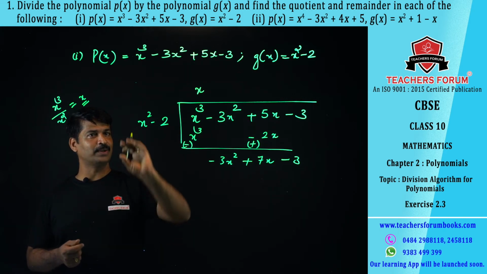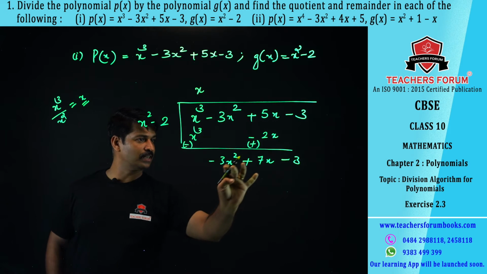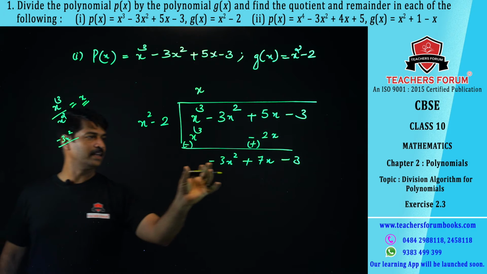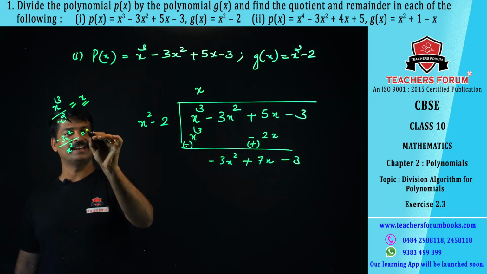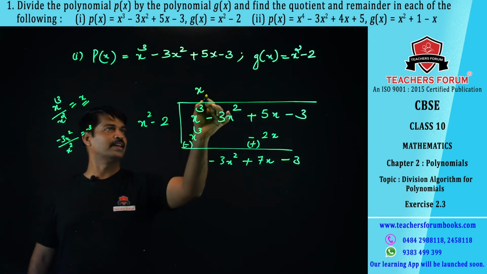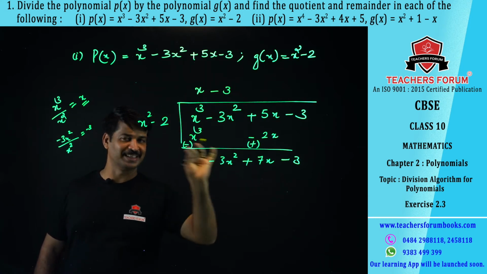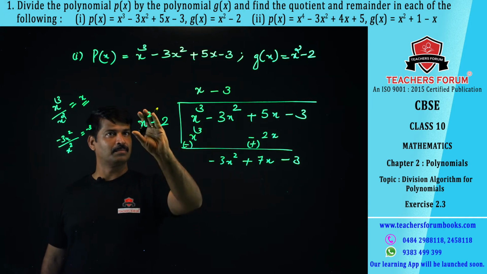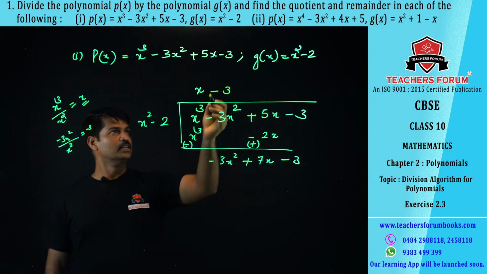What should be multiplied with x square to get minus 3x square? What do you have to do to find the term here? Take the first term here, that is minus 3x square, and divide minus 3x square by x square. x square gets cancelled, you will get minus 3. So the term is minus 3. Or you can ask what is x square into minus 3? Minus 3x square. Clear? If you cannot find it like this, you can divide this term by the first term of g of x, then you will get the term that you have to write here. So let us do it.